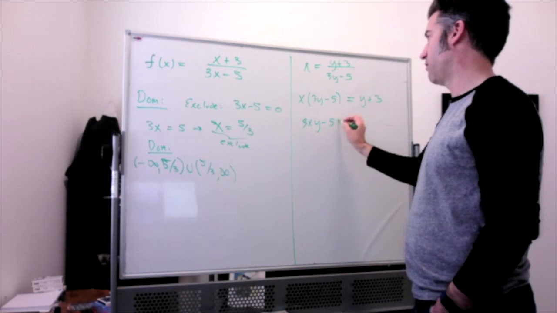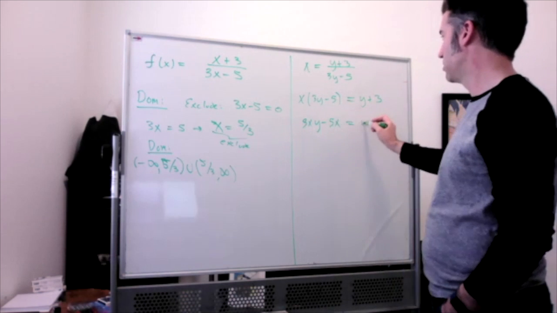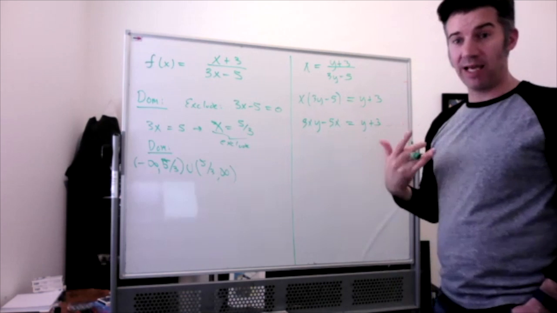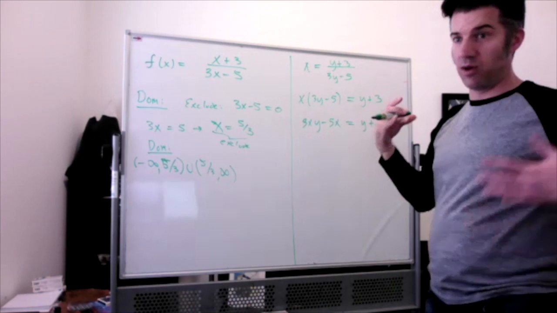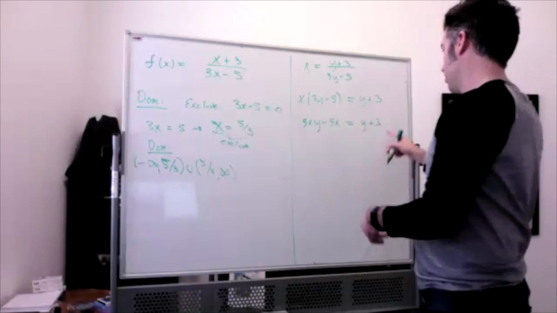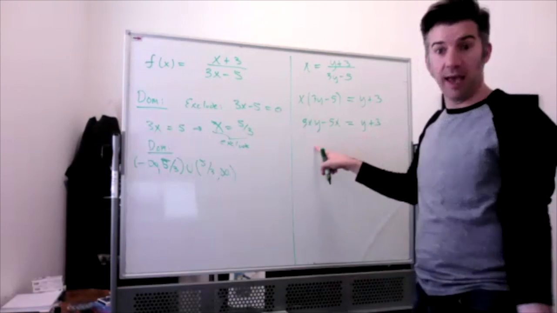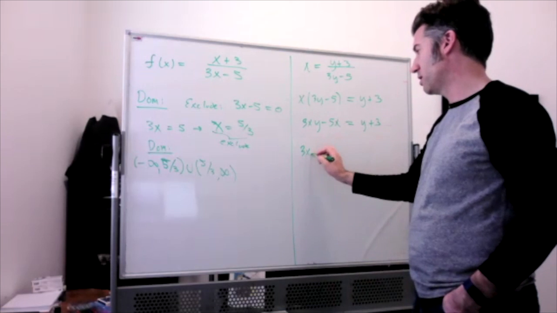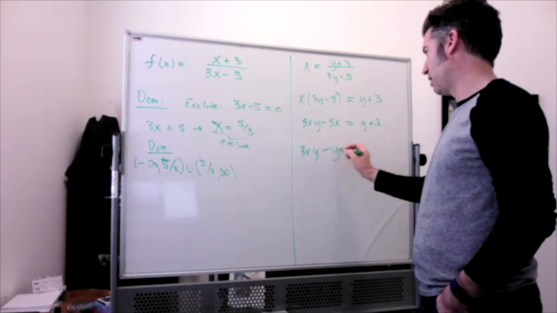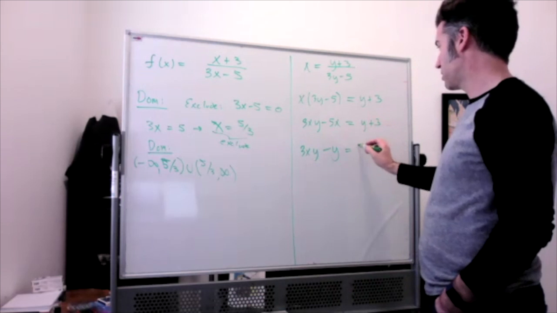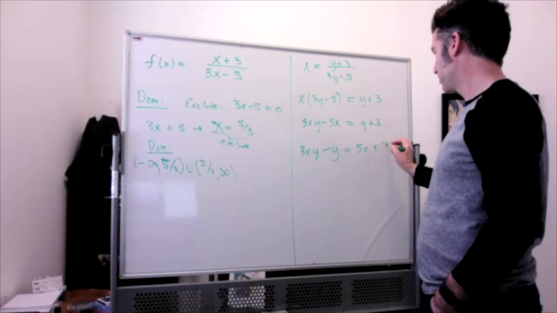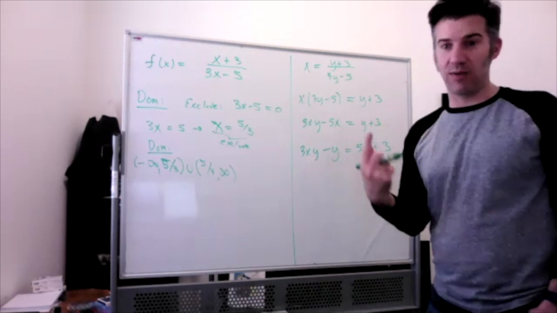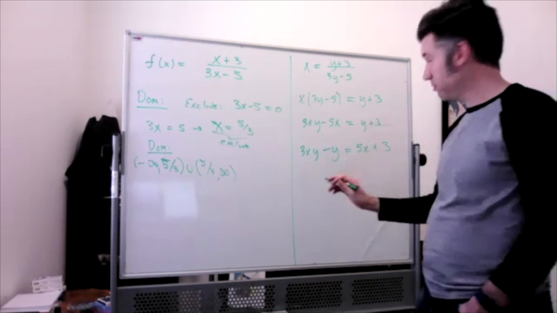3xy minus 5x equals y plus 3. Bring all the y's on one side together and all the other things on the other side together, meaning put all the y's on the left, I don't care which side, and all the not y's on the right. So subtract y, so 3xy minus y, and add 5x, equals 5x plus 3. Factor out the y, that's why we brought them all to the same side, pun intended.